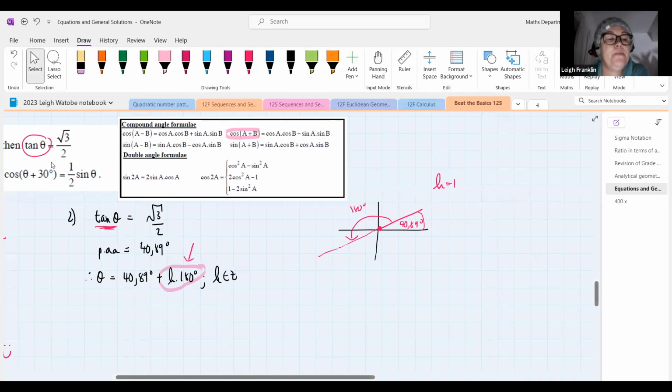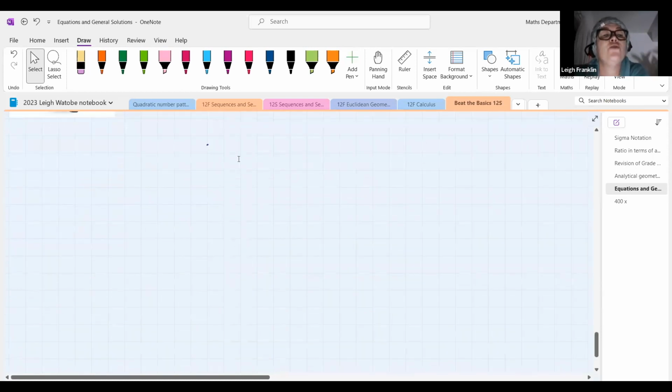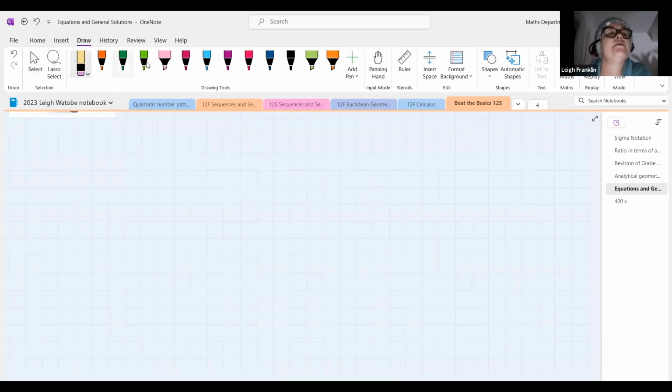Let's go and have a look at something else. What I wanted to do was look at some of the questions from here, but I have actually changed my mind. I am going to do a question like this with you guys. What if they asked you to do a general solution and they gave you something like this? Over here they said sine theta, and over here they said cos 2 theta.